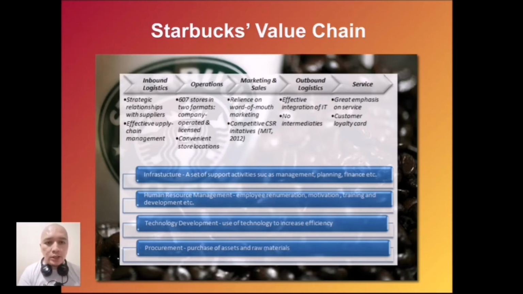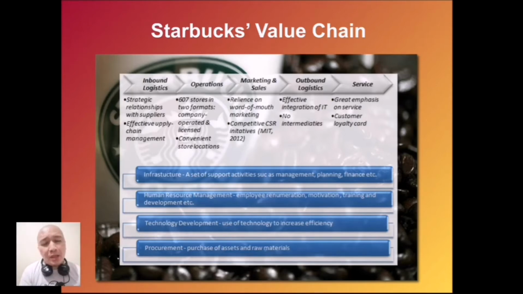Well, according to this, for Starbucks, they have strategic relationships with suppliers, and they have an effective supply chain management. When you say strategic relationship with suppliers, it means that they have more than just one supplier. That's good because there could be some interferences or issues with one supplier, and they don't want na mahinto yung production just because there is an issue with one.